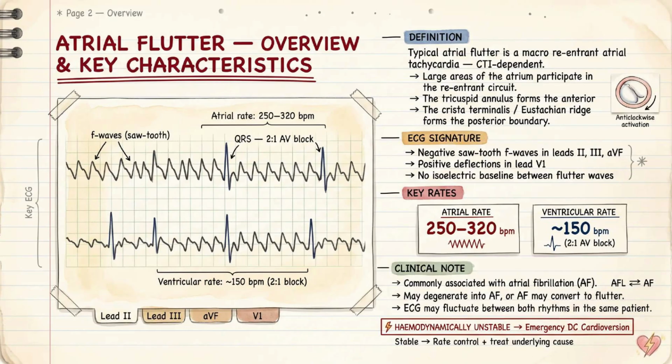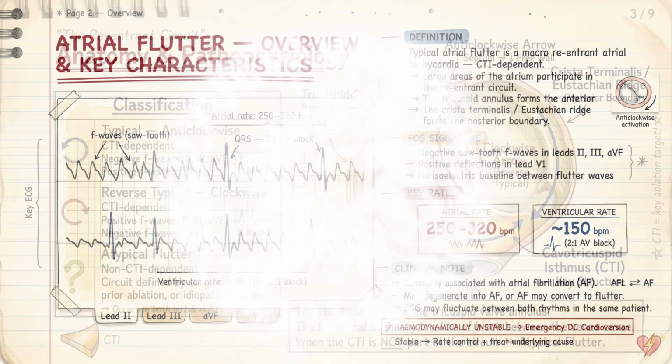But here is your first clinical pearl. The ventricles usually can't keep up. The AV node acts as a gatekeeper, often resulting in a 2-to-1 block. This is why on your exams and in the ER, you will so often see a narrow complex tachycardia at exactly 150 beats per minute. If you see 150 beats per minute, think flutter until proven otherwise.